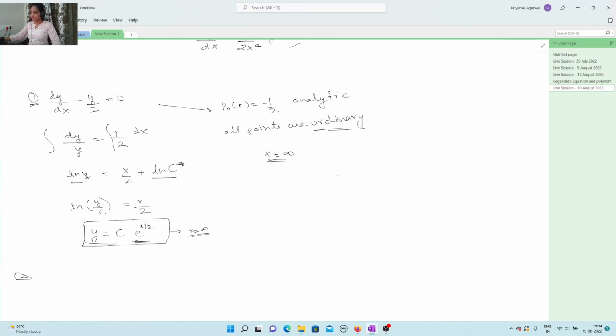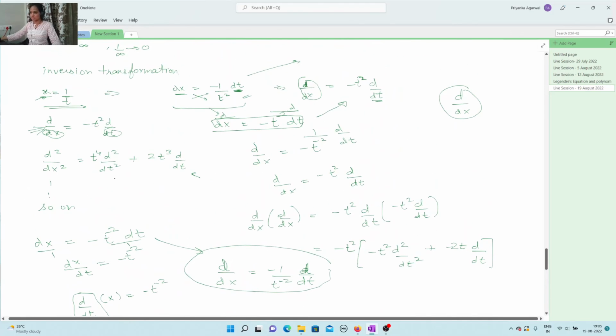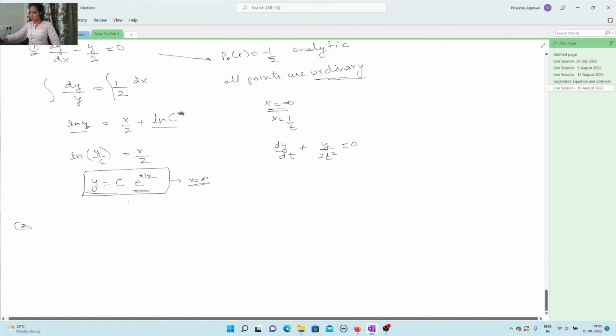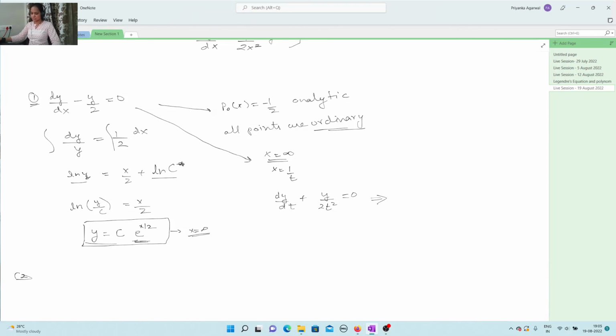let's see what this equation will be. So you do the transformation x equals to 1 by t. What will this equation become? This will become dy by dt plus y by 2t square, simply by using the transformation I told you earlier. So this differential equation, if you do this inversion, takes this form.